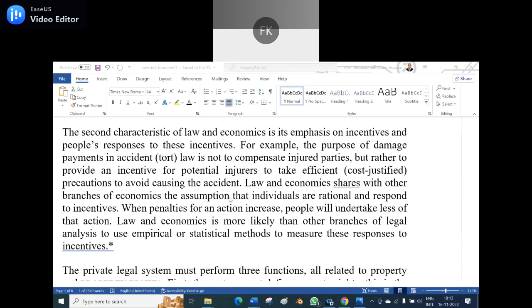Okay. Now let us come to the point. When penalties for an action increase, I repeat, when penalties for an action increase, people will undertake less of that action. Did you get this point? Sorry, Prof. Can you repeat again? Okay. Don't think any other way because you are all grown up and you are not a minor.